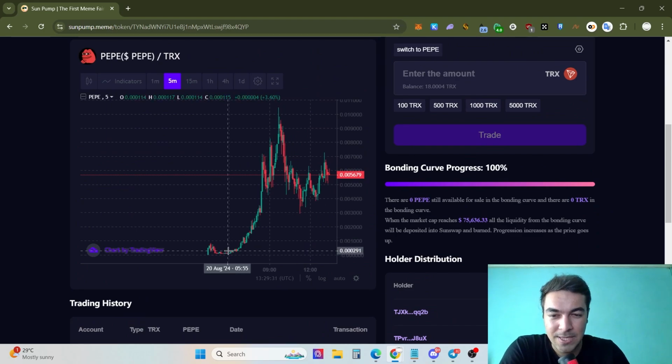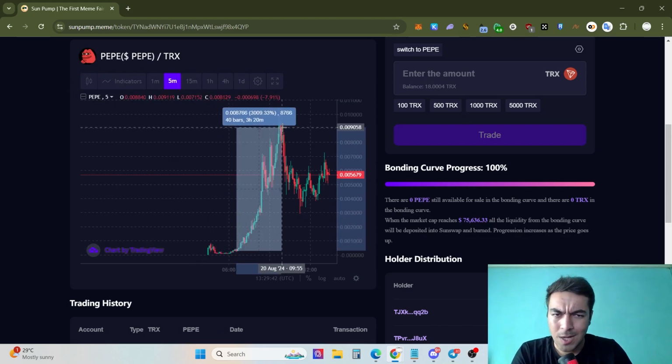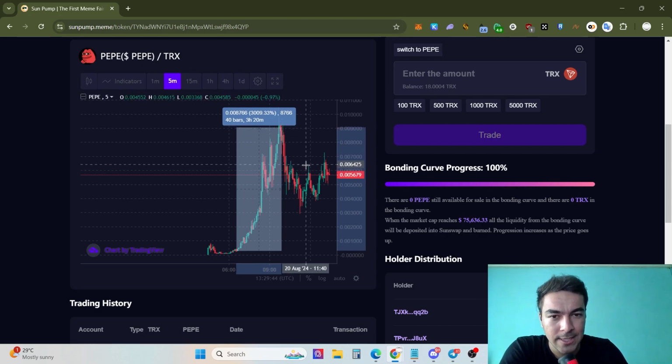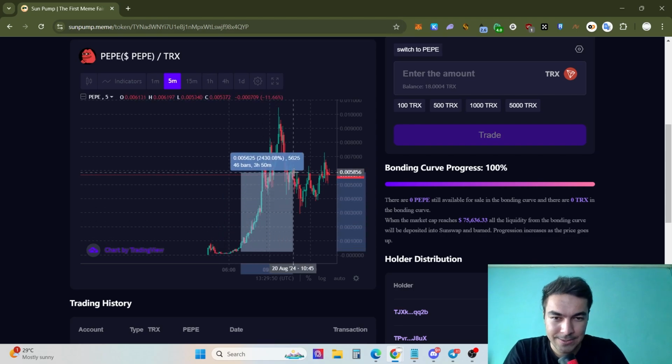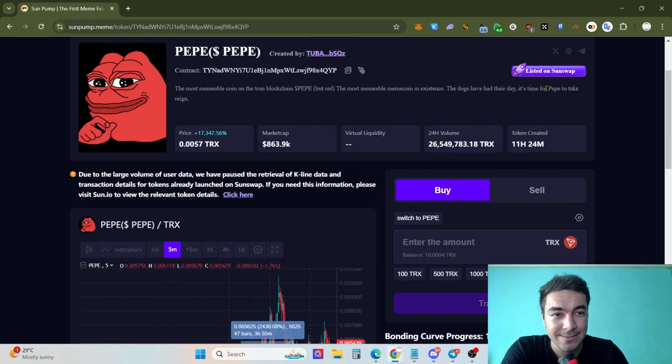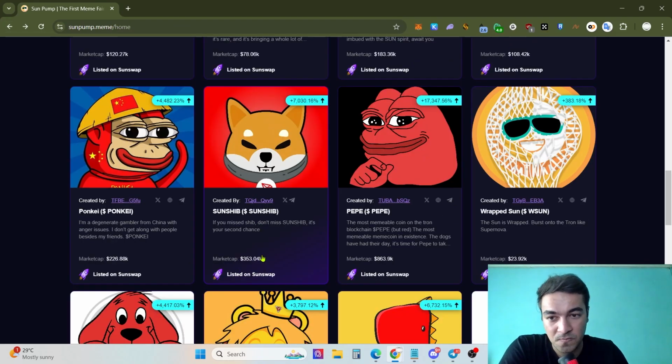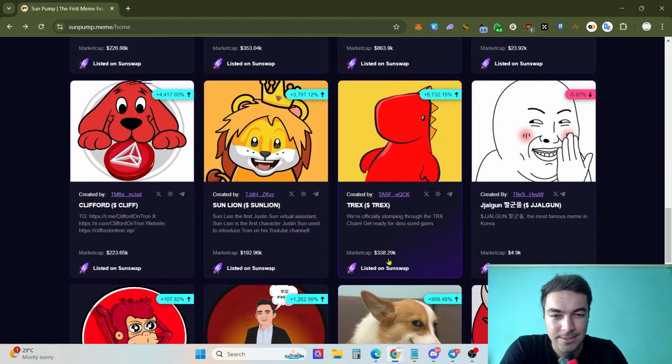And for example, at the 20. Wow, did it just today, only during today, and I hope we can. That's 30x. That's 30x, and still, if you bought it at the deal, right now you can easily do 24x. And bonding curve progress 100 is already listed on SunSwap. Sunship, maybe Ponky can be the next Pepe on Tron, Sunlion, and Jalgan.